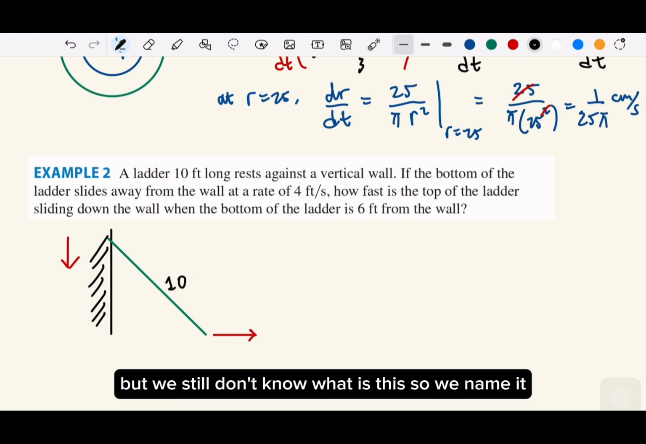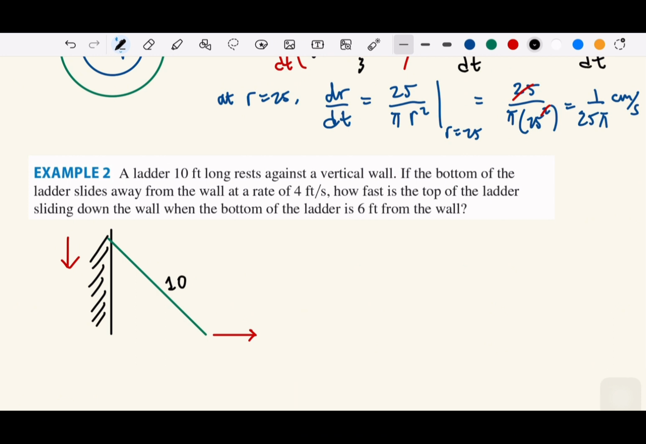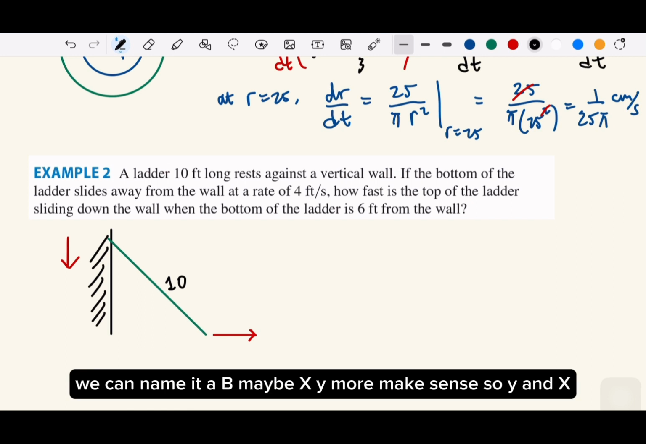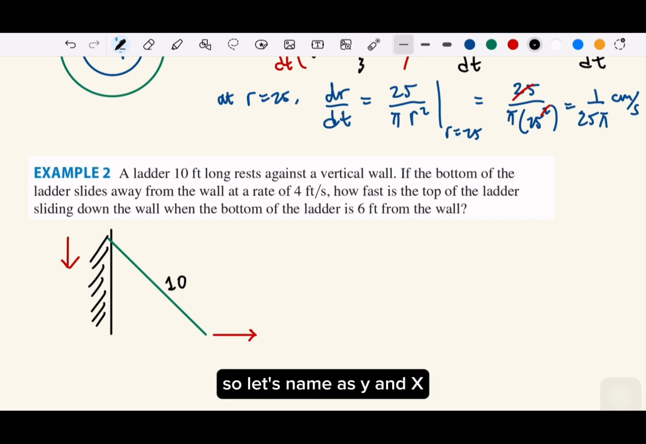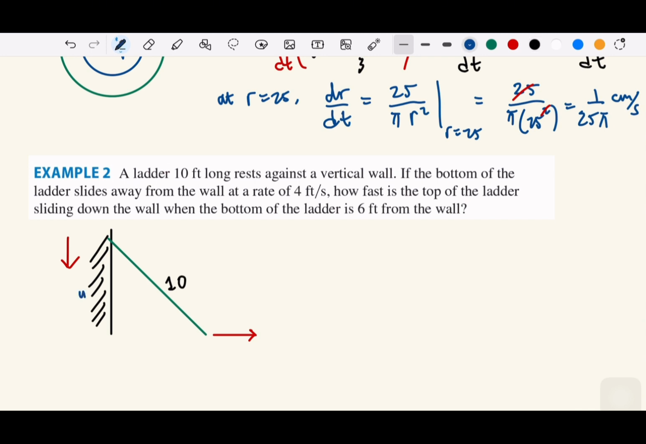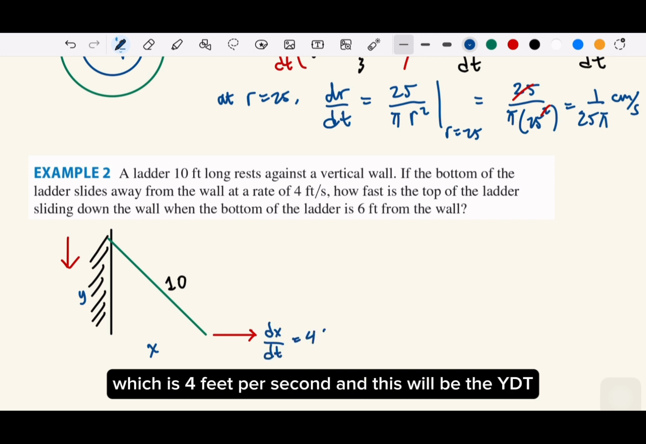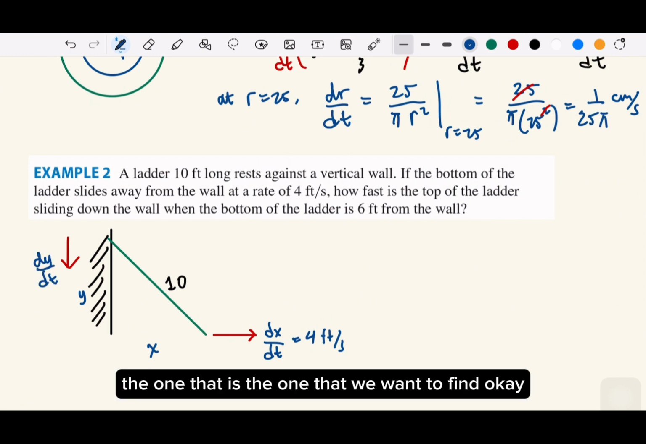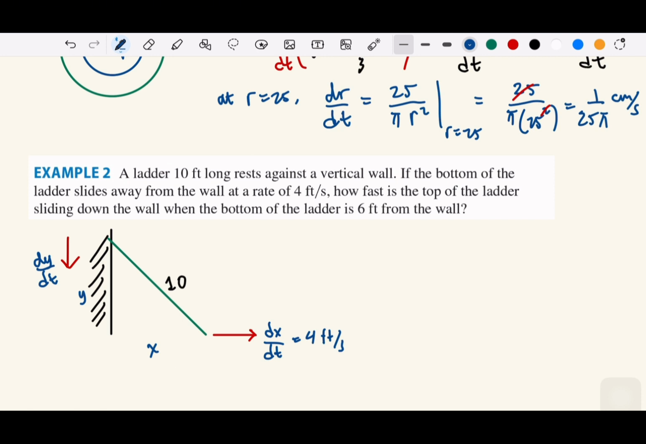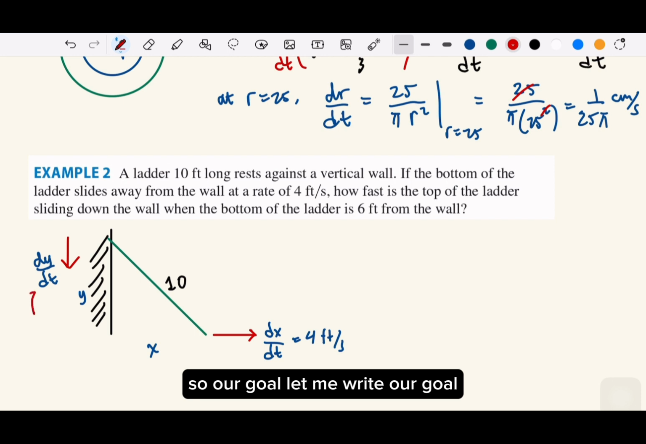But we still don't know what this is, right? So we name it. You can name it with any variable you want. We can name it A, B, maybe X, Y makes more sense. So let's name them Y and X. So this is going to be dx dt, which is 4 feet per second. And this will be dy dt. dy dt is the one that we want to find. Okay. So our goal, let me write our goal.